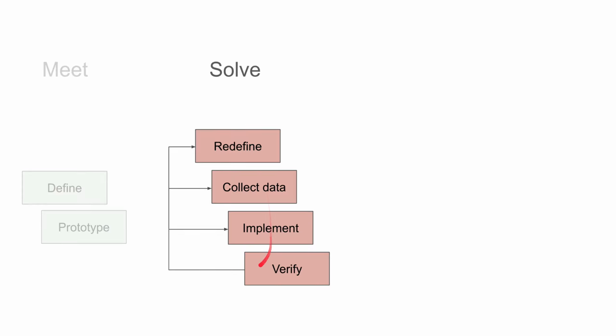So these sorts of loops can happen, can repeat many times. And the most crucial part is redefinition. So to work closely with the client to update the specification for the system, and this collection of data. This is really important.